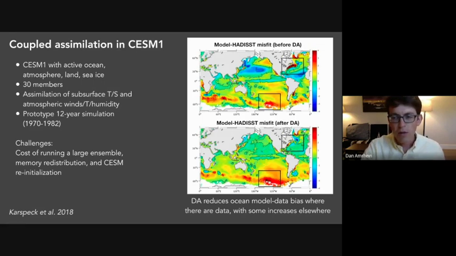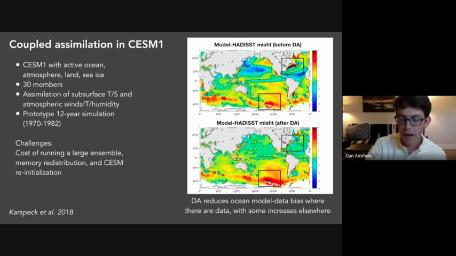So, in moving now to coupled data assimilation, the authors identified some good things and again some challenges. The first was just the cost of running a large ensemble. Running 30 members of fully coupled CESM1 was very expensive. There were also issues at the time with the flavor of data assimilation. This is using DART, the Data Assimilation Research Testbed. At the time, it had issues with memory redistribution. And there are problems that persist to this day, originating from the cost of restarting CESM after every model assimilation step.